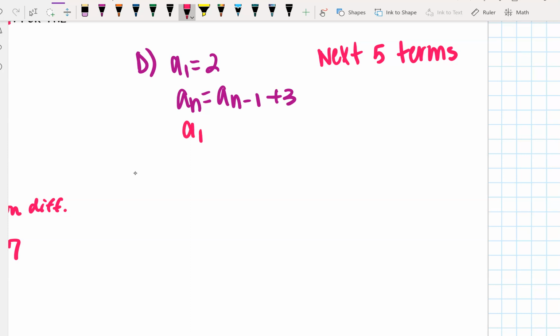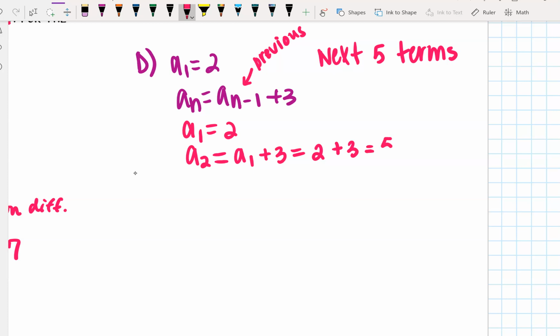So our first term here is positive 2. So we need to find our second term. So a sub 2, remember this a sub n minus 1 is our previous term. So what term comes before 2? That's 1. So our previous term is our first term plus 3. Our first term here was 2. We're going to add our 3. And so our second term, a sub 2, equals 5.